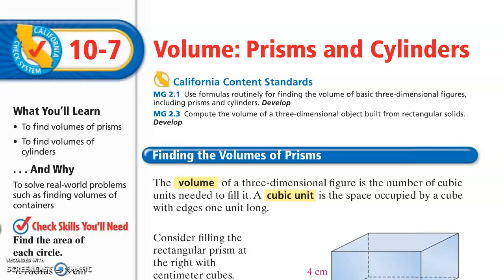Welcome back, math people. Today we're going to talk about Chapter 10, Lesson 7, and we're going to focus on volume of prisms and cylinders.